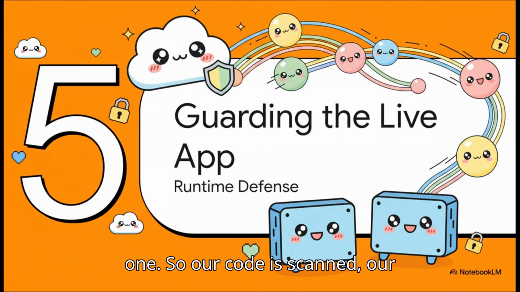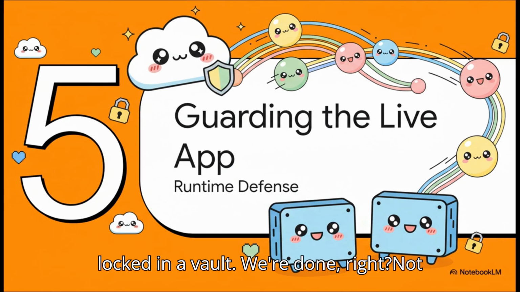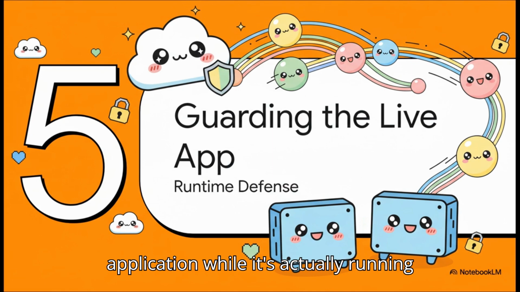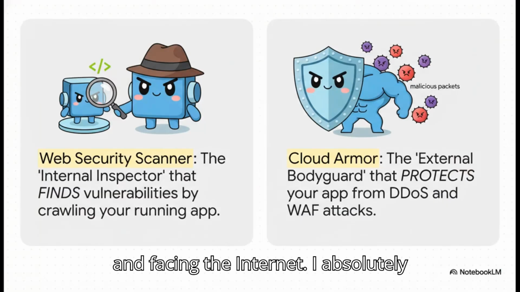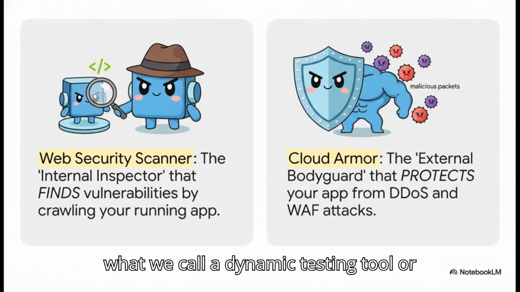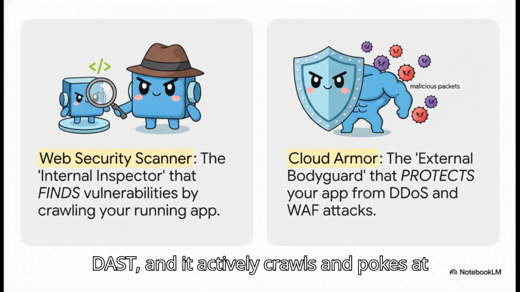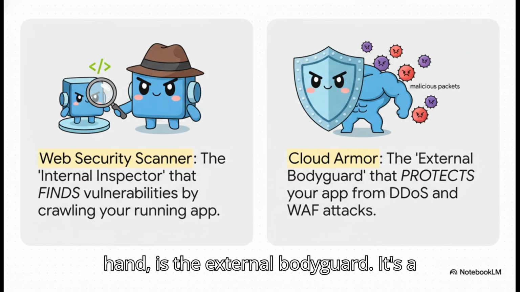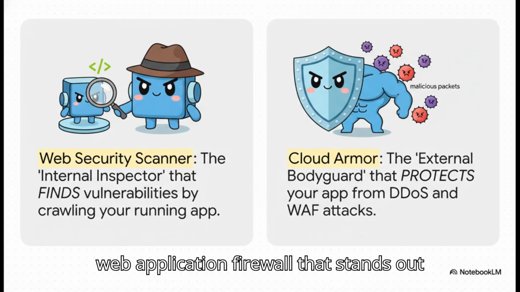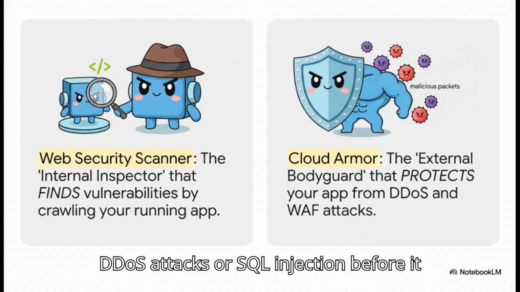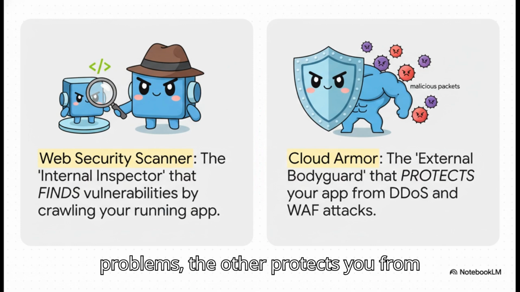So our code is scanned, our deployment is gated, our secrets are locked in a vault. We're done, right? Not so fast. We still have to protect the application while it's actually running and facing the internet. I absolutely love this analogy. Think of Web Security Scanner as your internal inspector. It's what we call a dynamic testing tool, or DAST, and it actively crawls and pokes at your live application, trying to find weaknesses. Cloud Armor, on the other hand, is the external bodyguard. It's a web application firewall that stands out in front, blocking nasty traffic like DDoS attacks or SQL injection before it ever gets close to your app. One finds problems, the other protects you from them.